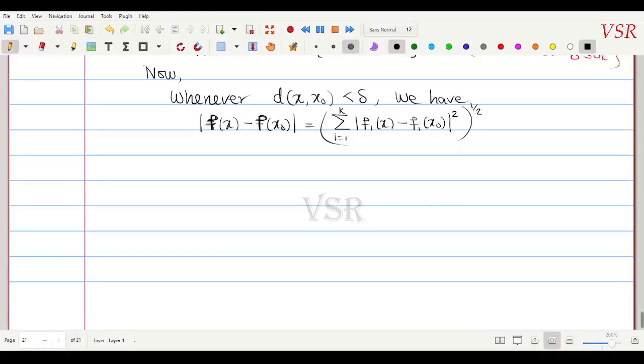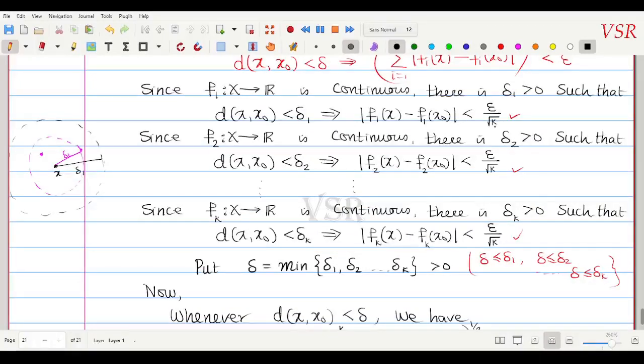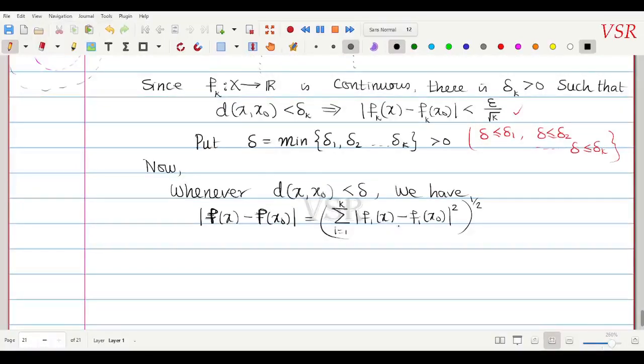Okay, and note that each |f1(x) − f1(x0)| is less than epsilon divided by root k. So for all of them we can take epsilon divided by root k. Then this is less than the summation, i equal to 1 to k, of (epsilon divided by root k) the whole square, the whole power 1 by 2, which is equal to epsilon square divided by k, the summation i equal to 1 to k, the whole power 1 by 2.